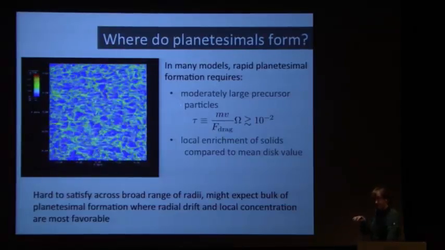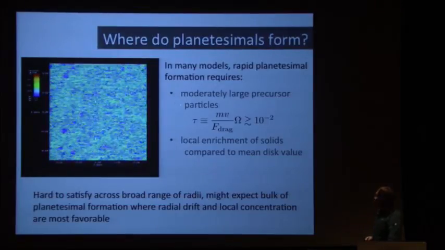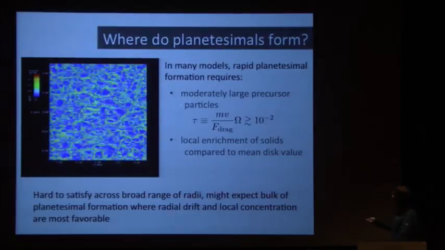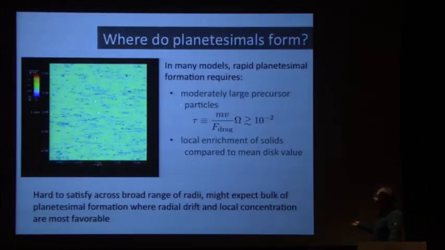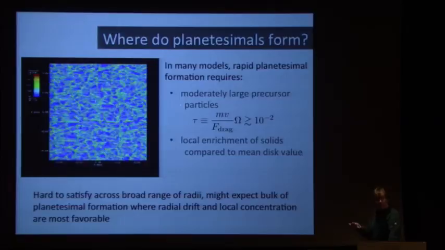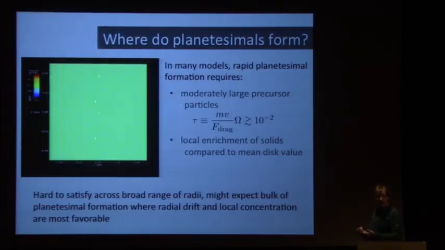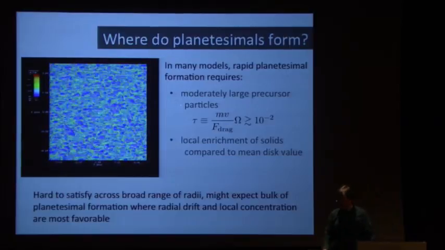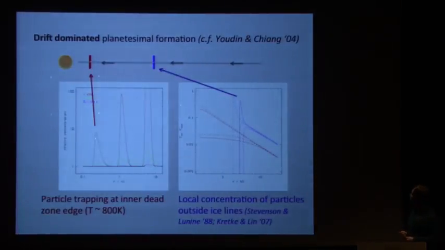If you're concentrating solids in some places, you are deconcentrating them in other places within the disk. So if this is how planetesimals are forming, the expectation would be that planetesimal formation would be concentrated in regions where perhaps the radial drift and the concentration processes are favorable for attaining these conditions. So where would that be?